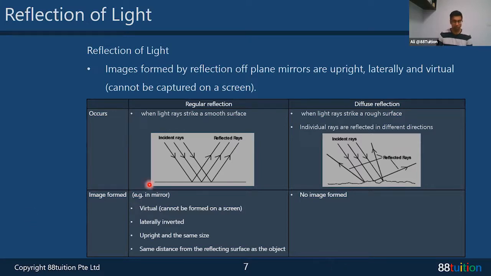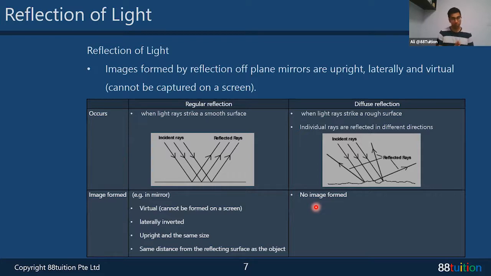Okay, so how about image formation? You can see on the right, there's no image formed. So we have no image to talk about. Very simple, no image formed. Whereas on the left, you have an image which is virtual, laterally inverted, upright, same size, and same distance from the reflecting surface, which are the same characteristics that we talked about for the mirror.